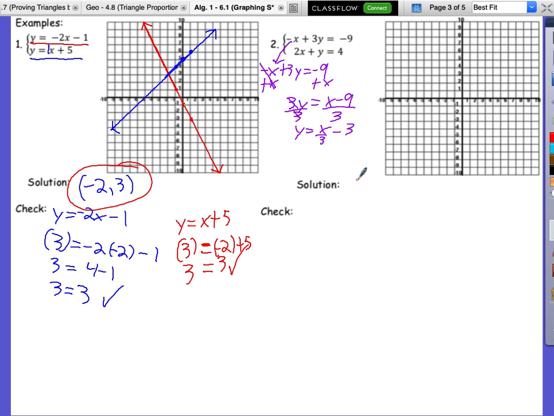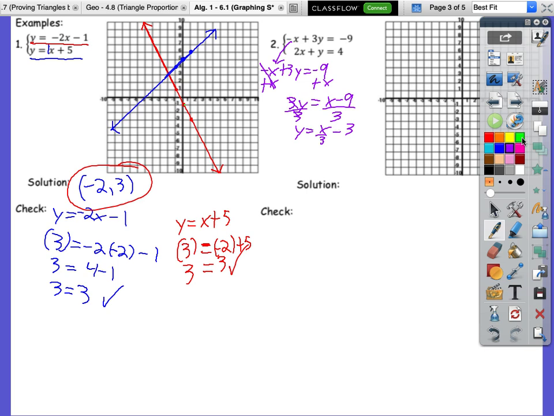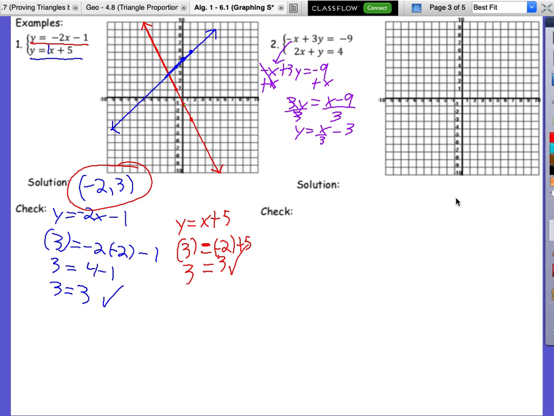Wait, we didn't graph it though. You're right. We're going to graph it in a second. So we'll get them both in slope-intercept form, then we'll graph the first one, then we'll graph the second. Good question. So let's do the second one. Let's get the second one in slope-intercept form as well.